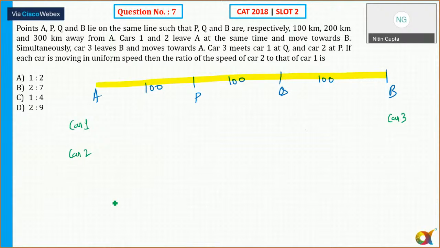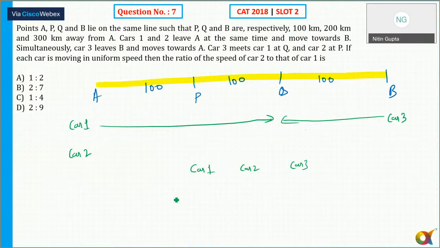If all the three cars are starting at the same time, car 3 meets car 1 at Q. If these two cars are meeting, we know that the time is constant, since both of them started at the same time. So whenever they meet, the time is constant, and the ratio of distance is always equal to the ratio of speed. Car 1 has traveled a distance of 200 and car 3 has traveled a distance of 100. So this is the ratio of speed also.